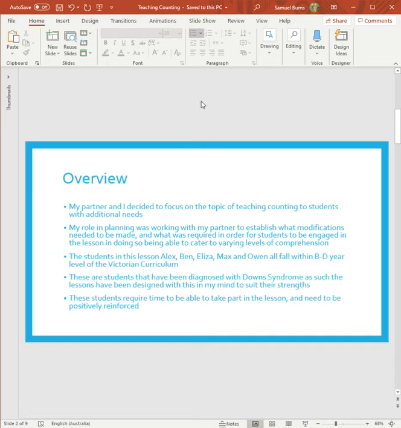The students in this lesson are Alex, Ben, Eliza, Max, and Owen, and they all fall between B and D year levels of the Victorian curriculum. Each student has been diagnosed with Down syndrome. As such, these lessons have been designed to cater to their strengths. All of them need time to take part in the lesson and need to be positively reinforced.